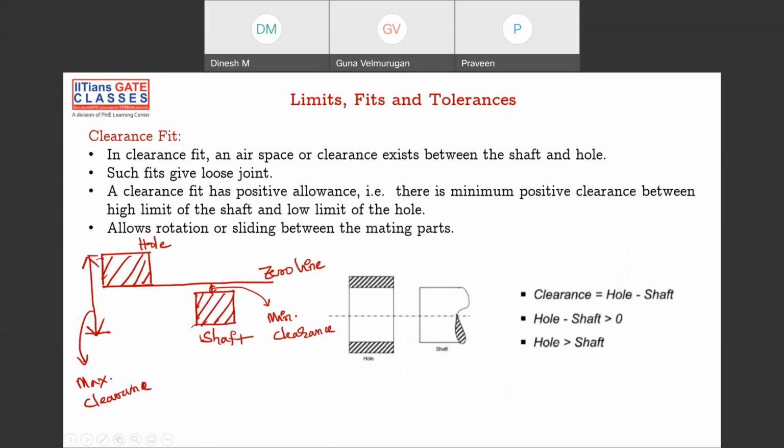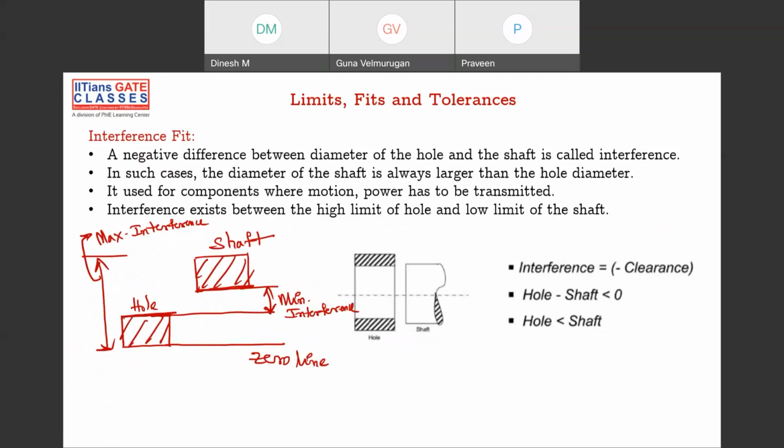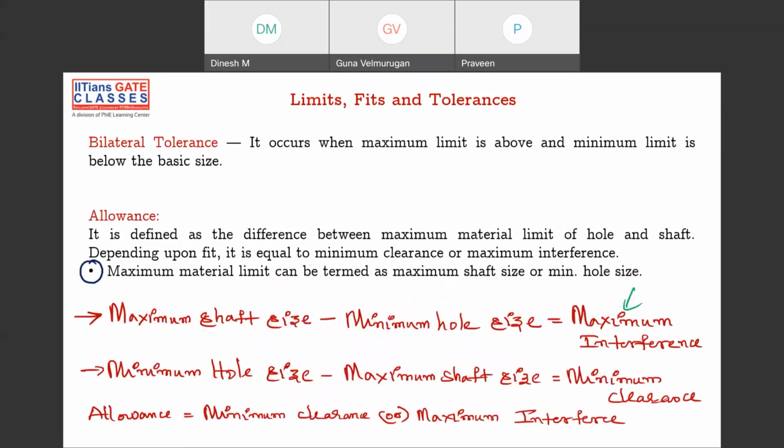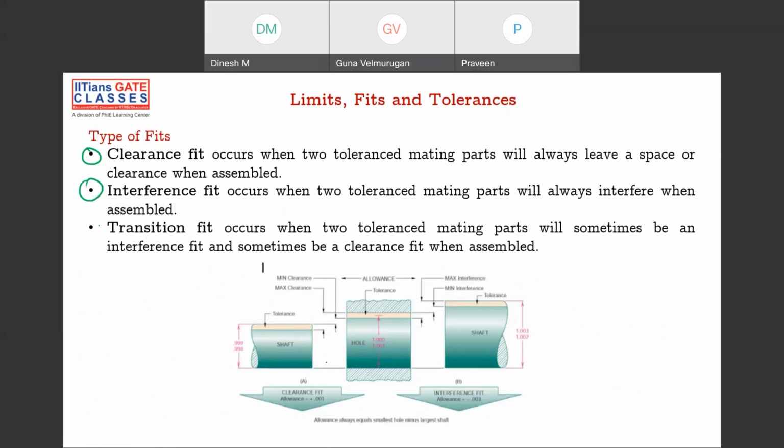I'll show you here. Okay, I'll show you that interference. So that is what interference is. This thing I'll tell you in the coming slides. Clearance fit and interference you got.